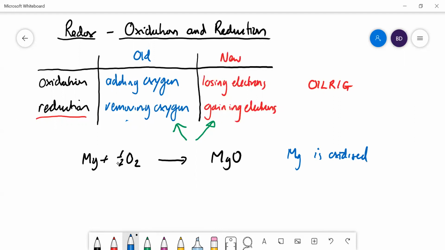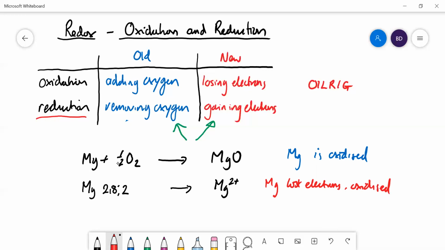Let's look at the new definition. What's happened to the magnesium? Well, the magnesium here is 2,8,2, isn't it? And it loses 2 electrons when it forms magnesium oxide, forming Mg2+. So in the new definition, Mg has lost 2 electrons, so it's oxidized.